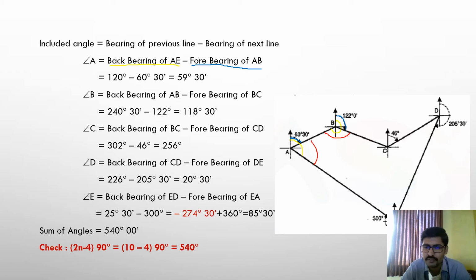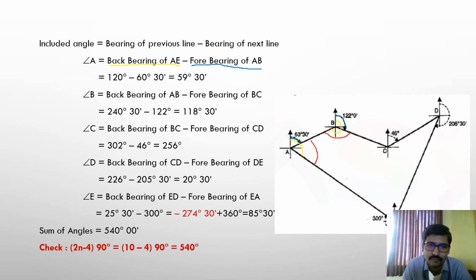You have 5 different sides here: AB, BC, CD, DE, EA. There are 5 lines, so there are 5 sides. So (2n minus 4) into 90 degrees should be the sum of all the interior angles. Here n is 5, so 2 into 5 is 10, and 10 minus 4 into 90 comes to 540 degrees. So your sum of angles has to be 540 degrees. When we added all these angles, we found that it is 540 degrees. So this is how the angles are calculated when bearings are given.